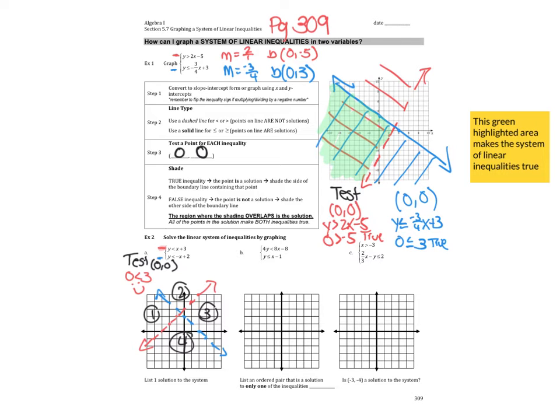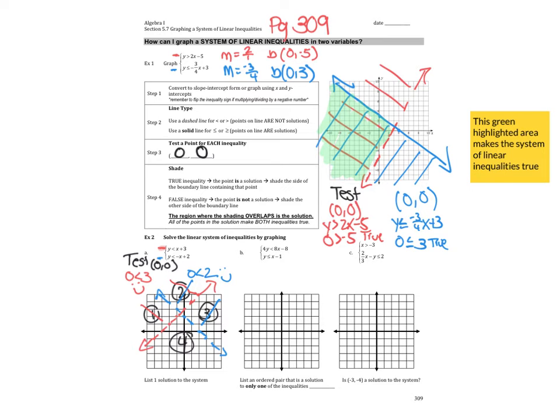So this means that 0 is less than 3, which is true. So that means this section here does not work, and this section here does not work. Because again, it's everything above that red line. Now, let's take a look at our blue line here. Again, using the test point 0, 0. 0 is less than 2. Okay, so that is also true. So that means anything above 0, 0, so above that line, does not work.